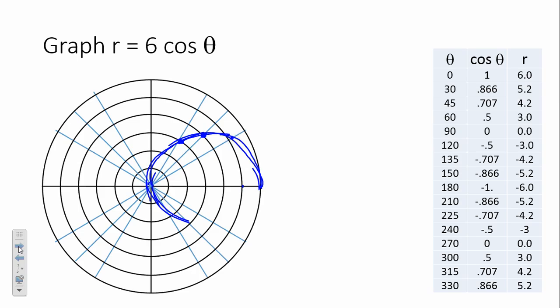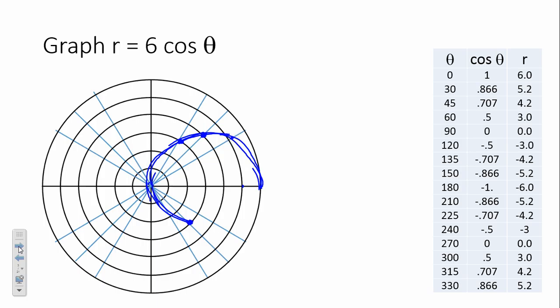Then what happens at 120? 120 is a 60-degree angle, so I'm at a half, but I'm at negative 1/2 because cosine is negative in the second quadrant. And negative 1/2 times 6 is going to be negative 3. So when I'm 120 out, I'm at negative 3, so I have to pull it back, and that's why I'm here.